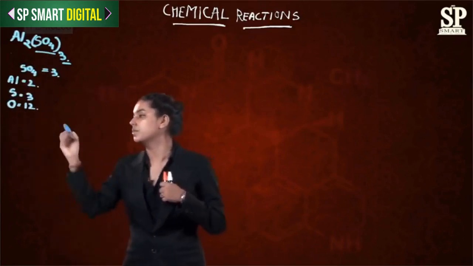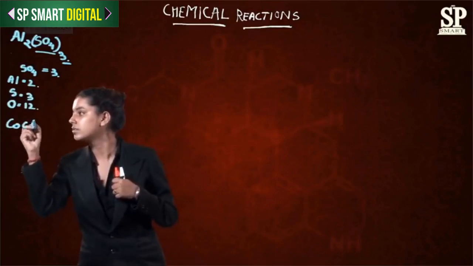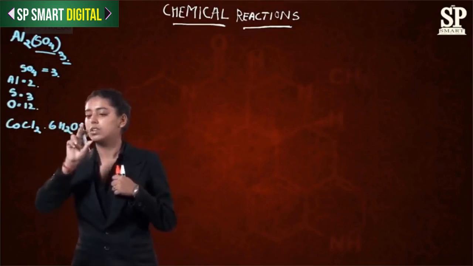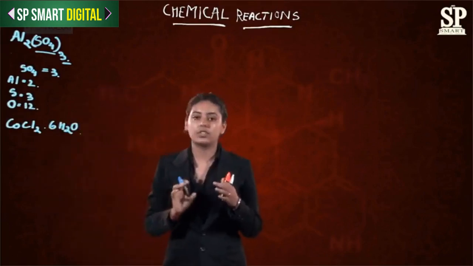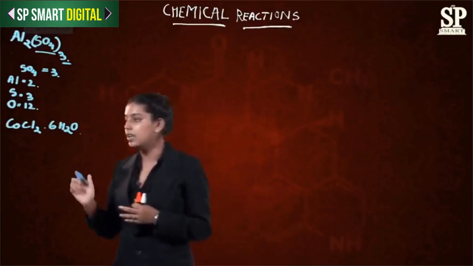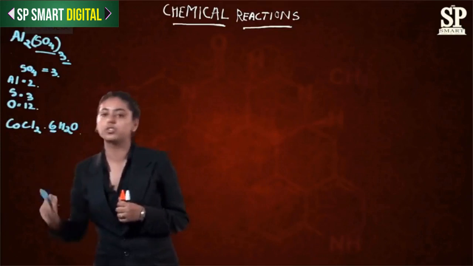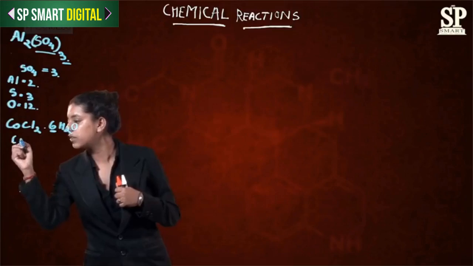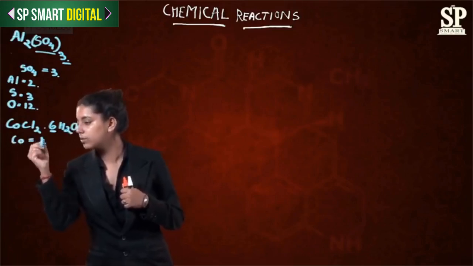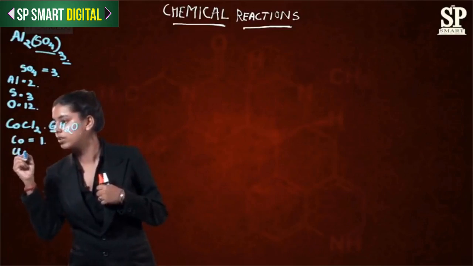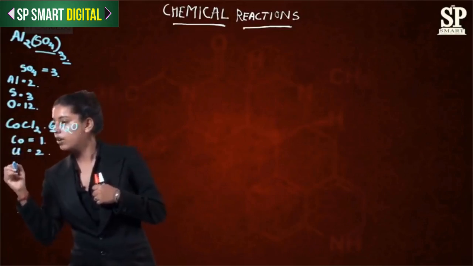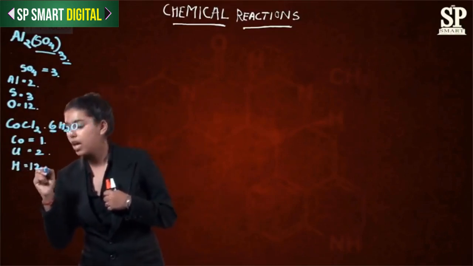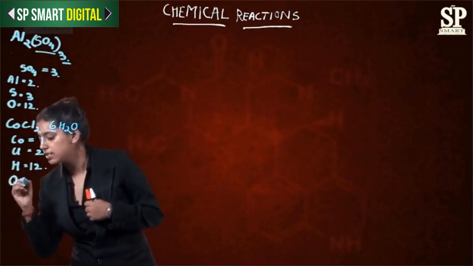Let's take another example. The dot indicates the presence of a hydrate, and the number 6 preceding H2O indicates the number of water molecules present. So when we start off with cobalt, there is just 1 atom of cobalt. For chlorine, there are 2 atoms. For hydrogen, it is 6 into 2, which is 12. And oxygen, it is 6.